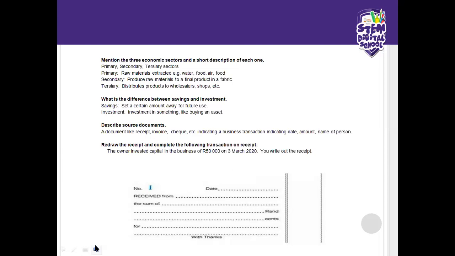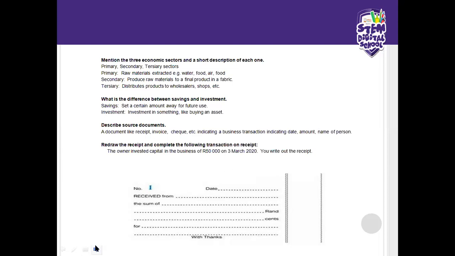And then just next to it in that smaller type of column, you must write 50,000 in figures for another mark. For what is it? It is for capital. So another mark, capital. And then you wrote out the receipt, so you need to sign there with thanks for another mark, and that will give you 6 marks in total.